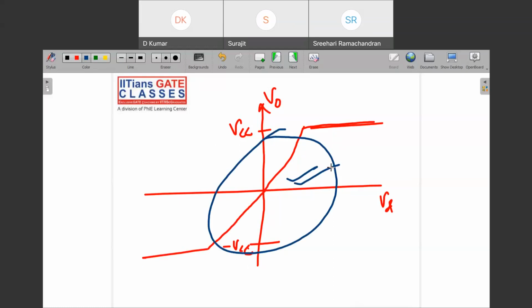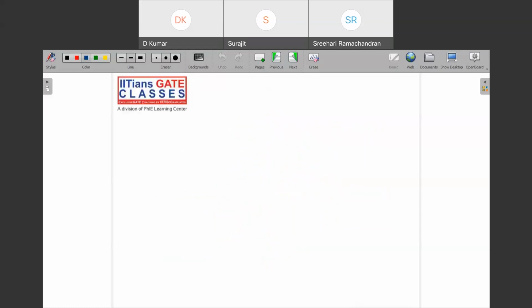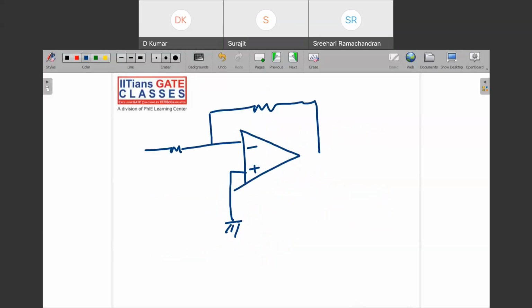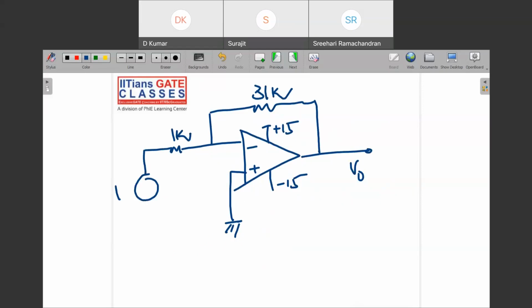One question was there in GATE 2018. We will take up those questions. That question was like this in the op amp; I'm telling you just a sample. It was a very easy question, and I'm showing you what people think. This is plus 15 and this is minus 15, right? And this is 31K and this is 1K, right? And this is 1 volt. Now, can you tell me what will be the output voltage of this kind of amplifier?